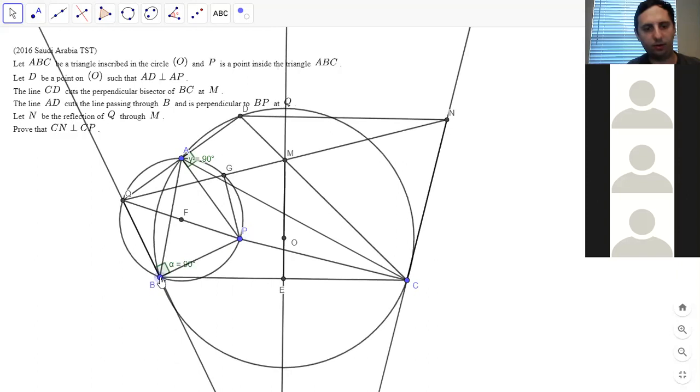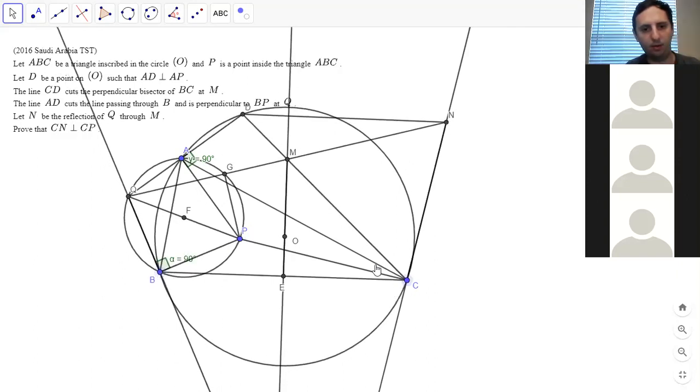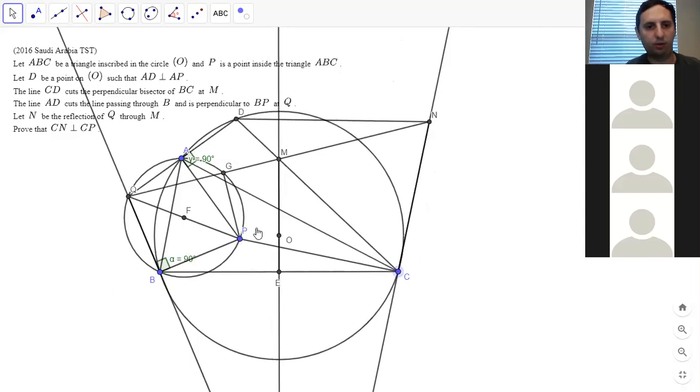So yeah, we have an interesting problem here. We start with any point P. So P can be any point inside triangle ABC. And then we draw the perpendiculars to PB and PA. They meet at Q, and this one meets the circle at D. And then CD intersects the perpendicular bisector of BC at M, and then we reflect Q over M, and we want to show CN is perpendicular to CP.